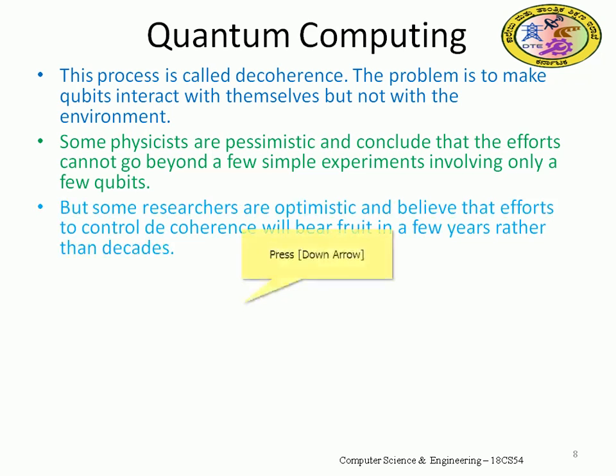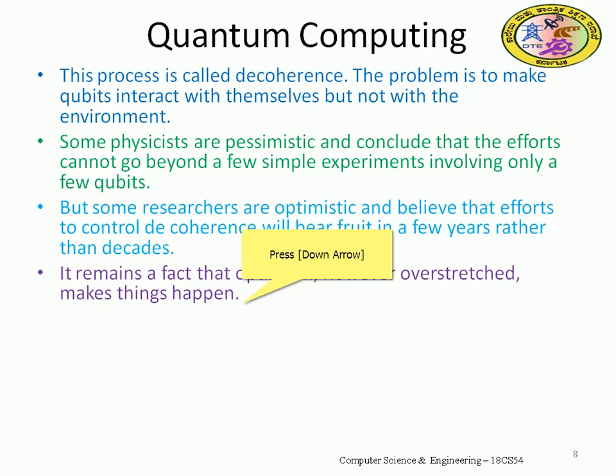Some physicists are still pessimistic, but some researchers are optimistic and believe that efforts to control decoherence will bear fruit in a few years rather than decades. So it is quite natural that a solution may arrive soon. It remains a fact that optimism, however overstretched, makes things happen.